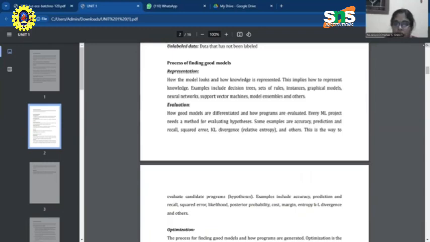How well we are able to differentiate the models and how the program written is evaluated comes under evaluation. It is mandatory to have an evaluation hypothesis for evaluating ML projects. It is done based on accuracy, prediction, squared error, recall, entropy, and many other metrics.